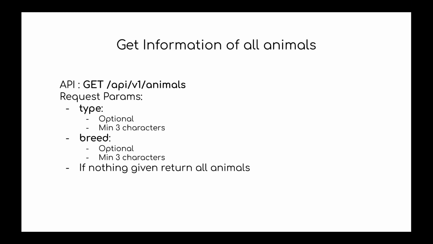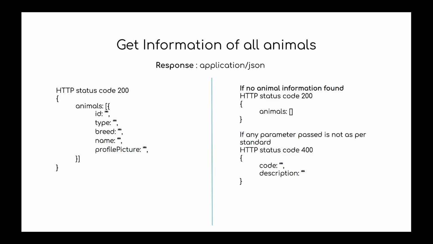The first one is the type of animal, for example cat or dog, etc. And the second one is the breed of animal. Both parameters should have a minimum of 3 characters if provided in the API. If no parameter is given, return all animals. If the application is able to search animals in the database based on parameters provided in the URL, it should be written as a JSON structure.